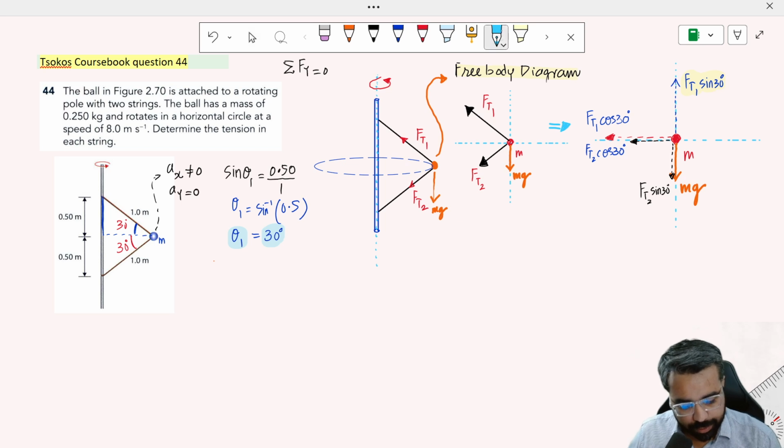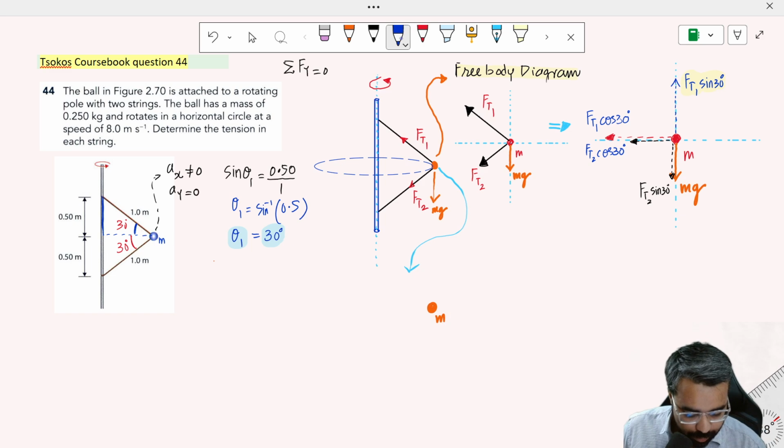Okay, dear students, now we can draw the situation more clearly, in which I can show you that this is a mass which is attached with two strings, and on this mass there are two forces, components of forces.